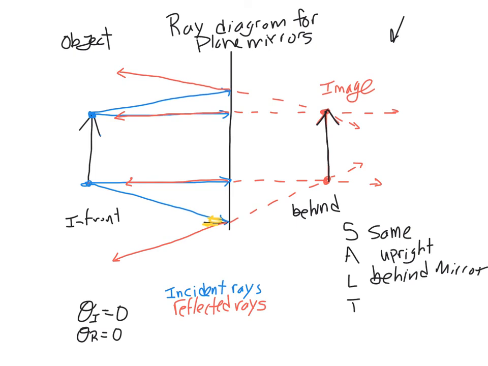And finally, T is type. Is it real or virtual? If you remember, I said that a virtual image was created by the intersection of reflected lines. The other way of remembering it is if it's on the other side of the mirror. I always used to remember it as, this is the real world. This is where the object actually exists. This is the fake world. The object doesn't actually exist on the other side of the mirror. And so that's the virtual image. And that just means we cannot project it on a screen.